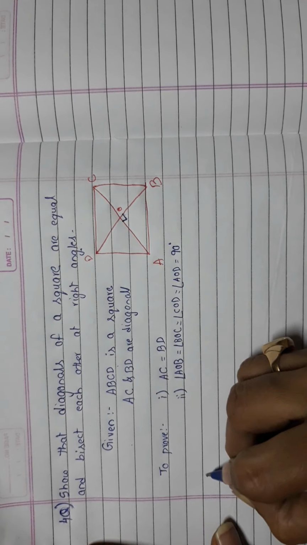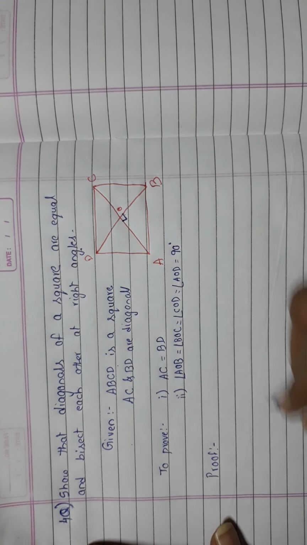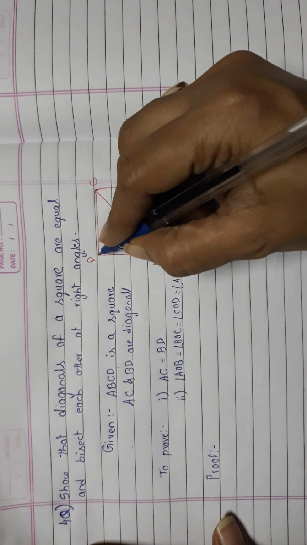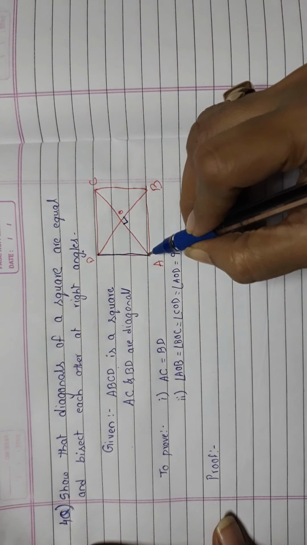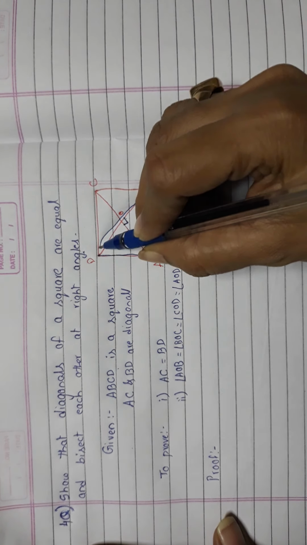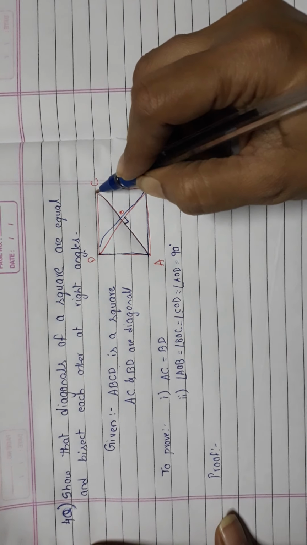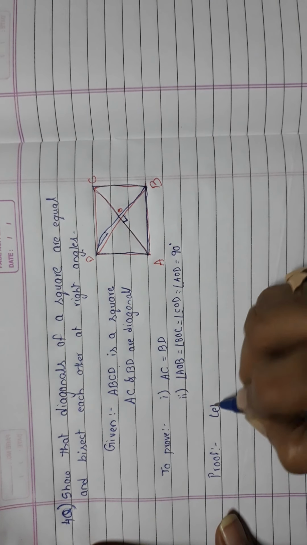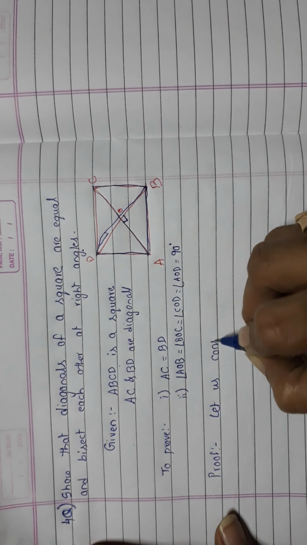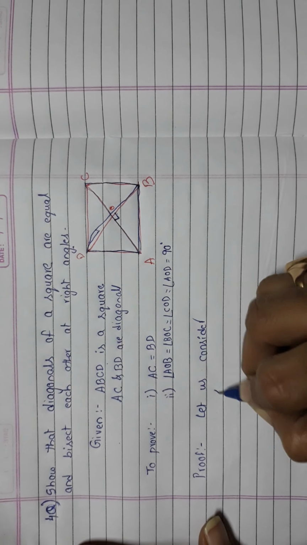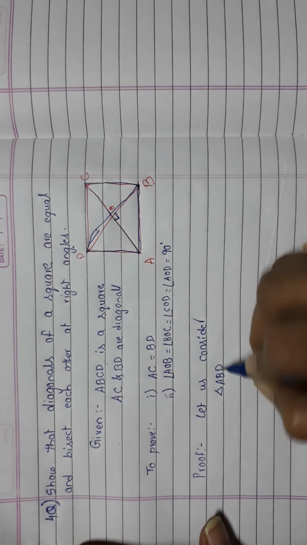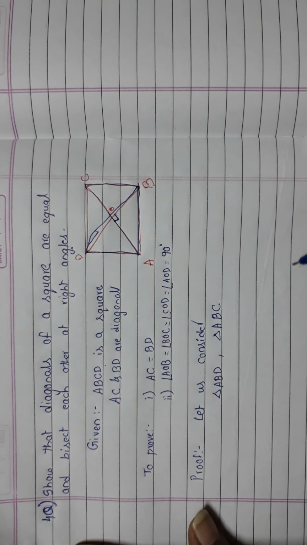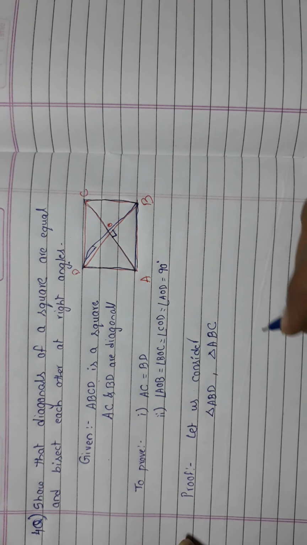So let us prove the first part of it. What is the first condition? You have to prove the length of diagonals as equal. For that, I am considering the triangle ADB, this portion, and triangle ACB. I hope you have understood children. So let us consider triangle ABD and triangle ABC. Now what are the things that are equal in these two triangles?